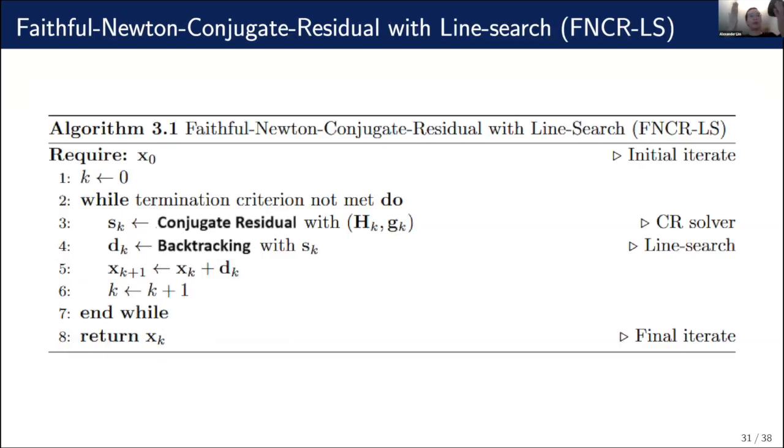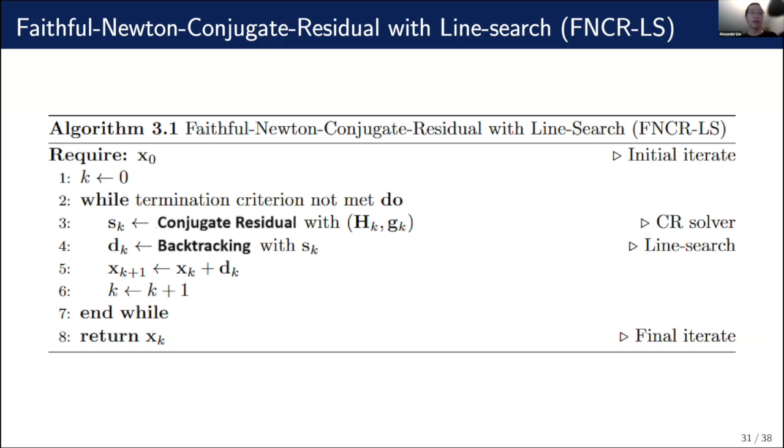Now, that is the faithful Newton. So we call it the faithful Newton CR, conjugate residual with line search, because in the worst case scenario, where every iterate is not rho sufficient, then you still have to take the backtracking line search, right? So that is the worst case. But empirically, that case is almost not happening when you actually run real life examples.